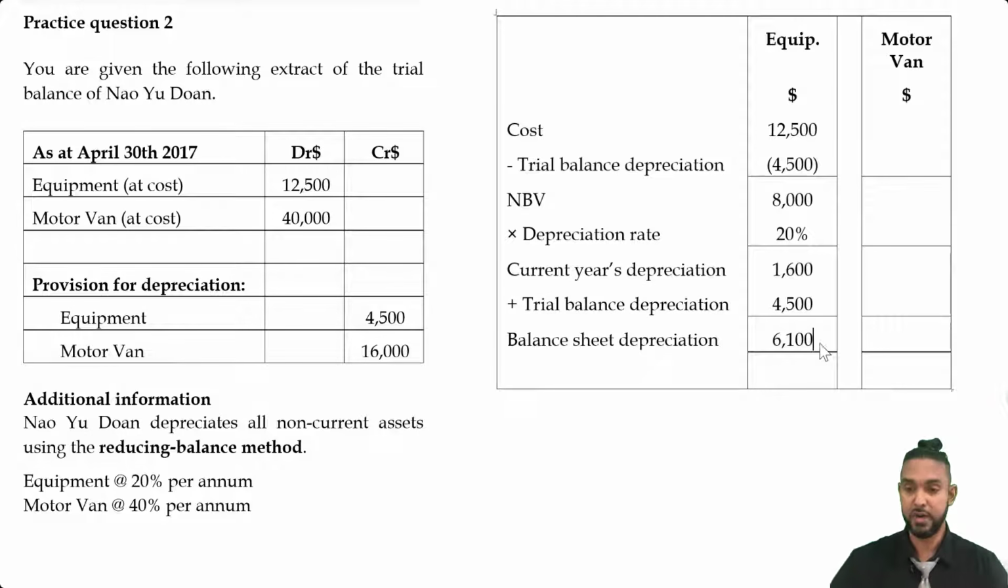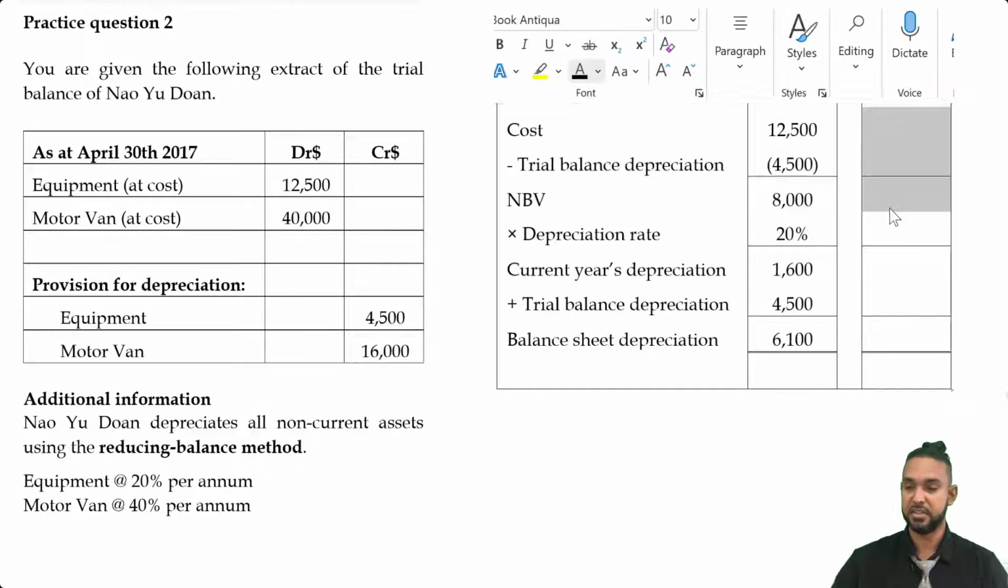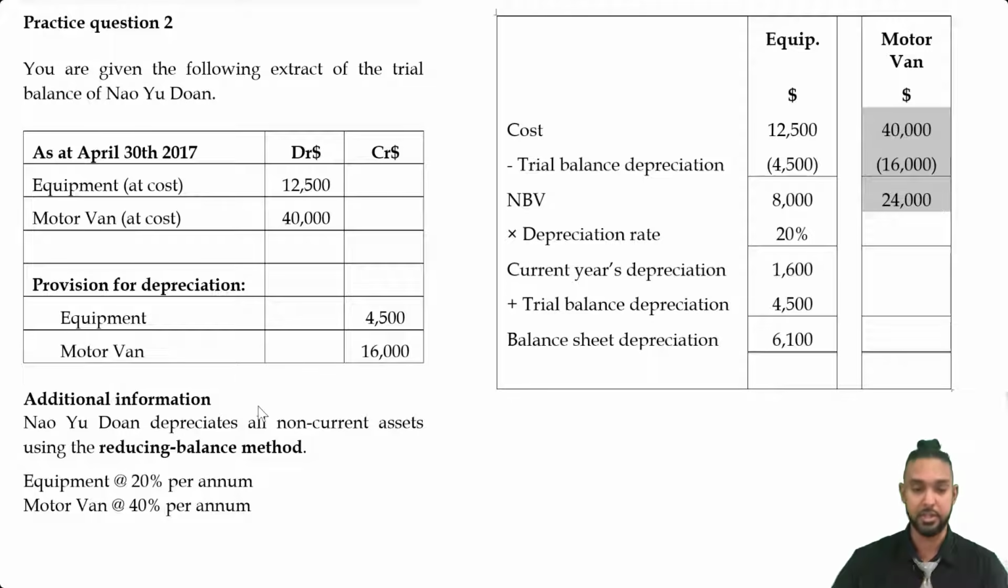Let's repeat for the motor van. So for motor van, we need cost minus the existing depreciation to give us net book value. The cost of the motor van is 40,000, the existing depreciation is 16, and 40 minus 16 should be 24,000. Nicely done. Now we're going to multiply that, which is the net book value, by the depreciation rate, which is 40%. And I think that's going to give us 9,600. Yeah, there we go.